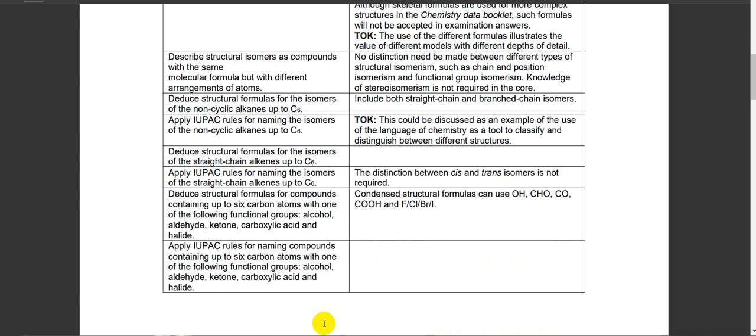Okay, we just finished this. Oh, sorry, just finished this.